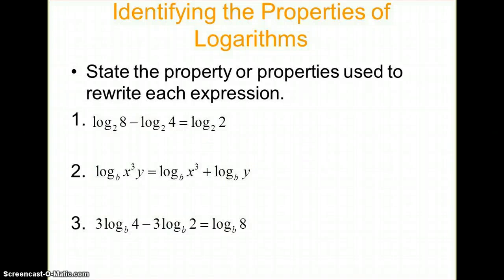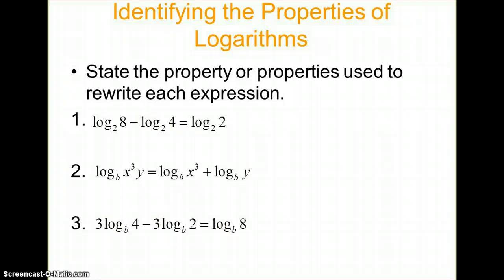It says the log base 2 of 8 minus the log base 2 of 4 equals the log base 2 of 2. So what I just look for really, like if I see subtraction in my logarithm somewhere, then I know that most likely I've used the quotient. If I see addition, I know I've used the product. If I see a number in front of the logarithm, then I know I've used the power property, or if I see any exponents within my logarithms that have been changed.